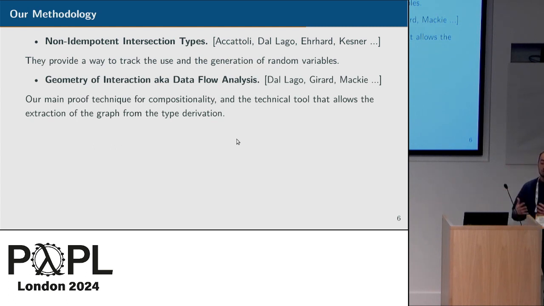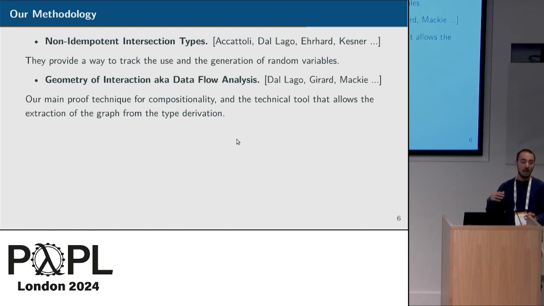Then we use geometry of interaction, which is a technique rooted in proof theory, to do some data flow analysis on our program and to ensure that our denotational semantics is actually compositional, because this is not trivial.